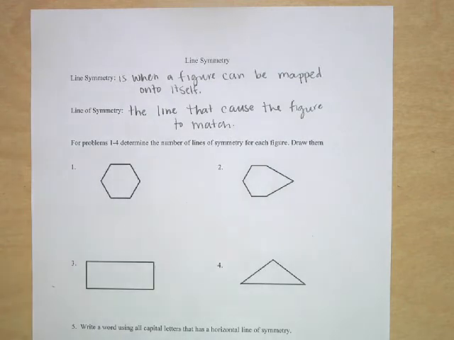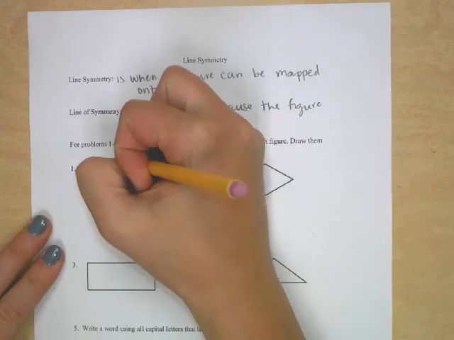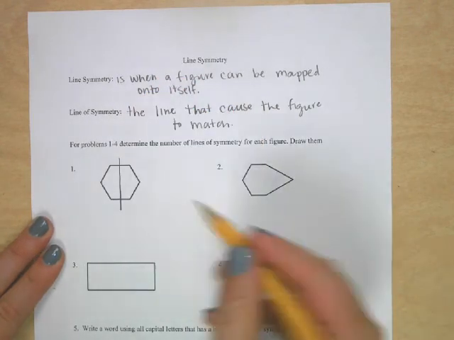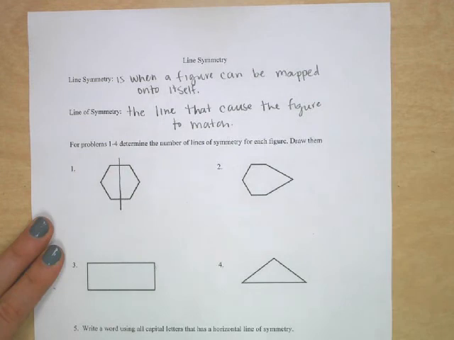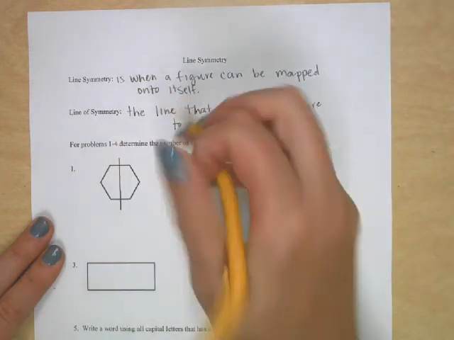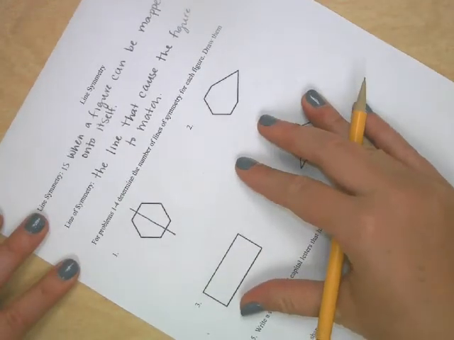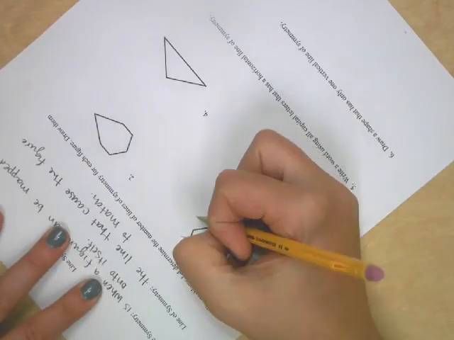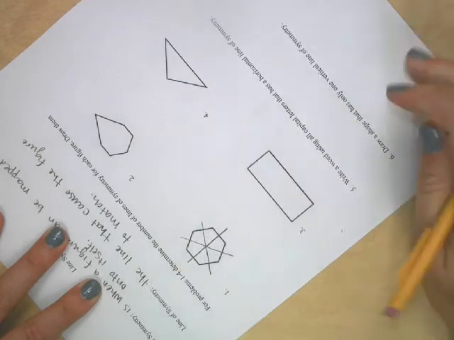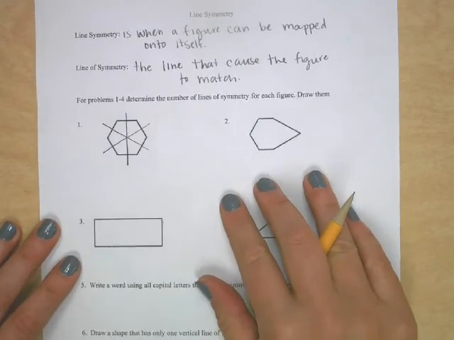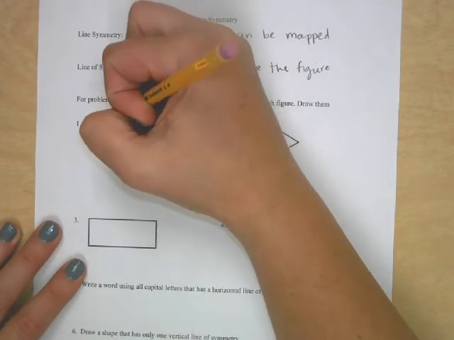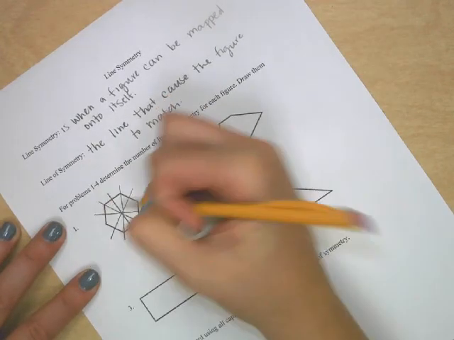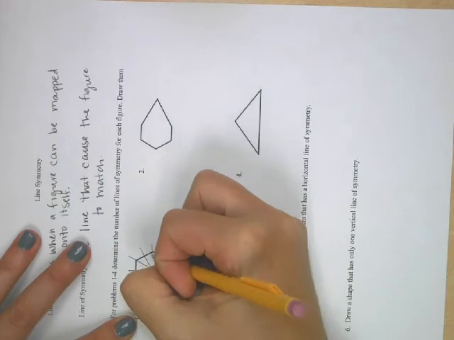So this first one, let's determine the number of lines of symmetry. Right away I see I can fold it directly in half, and then this hexagon part would match up with the other side. The hexagon is the same all the way around, so I can do that same line through all of the sides. A hexagon is special too because it also works through these diagonal points, connecting those corners.